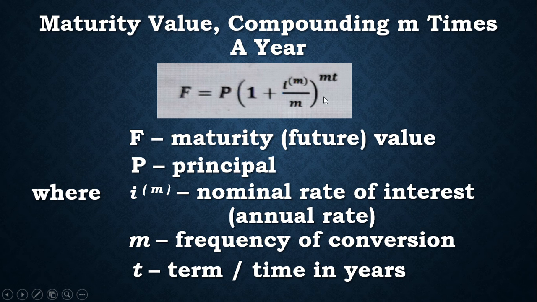We should not change it. Again, our formula for the maturity value compounding m times a year is F is equal to P multiplied by 1 plus the nominal rate i raised to m, divided by the frequency of conversion m, raised to the exponent of mt, or the frequency of conversion times the time or term.